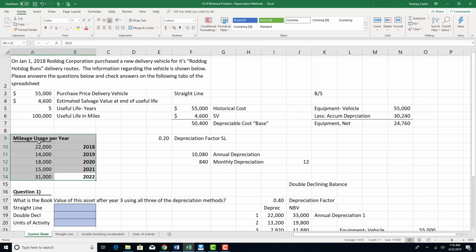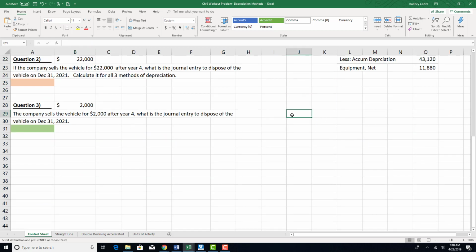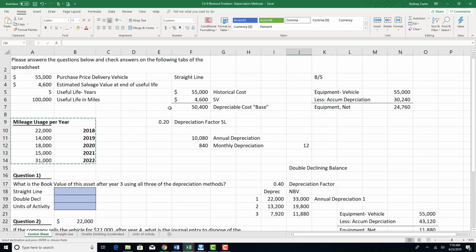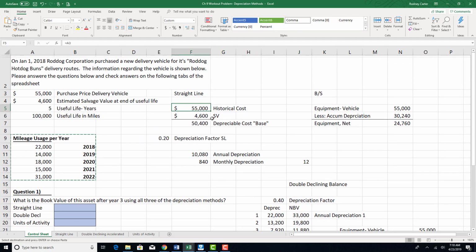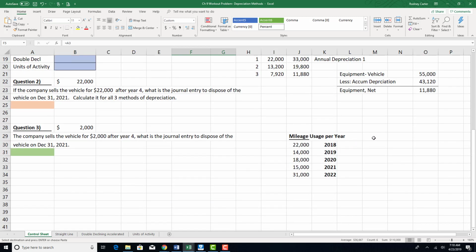We were given this data here for units of activity. Units of activity, we are again going to deduct the salvage value like we did in the straight line. So I'm just going to paste that here.